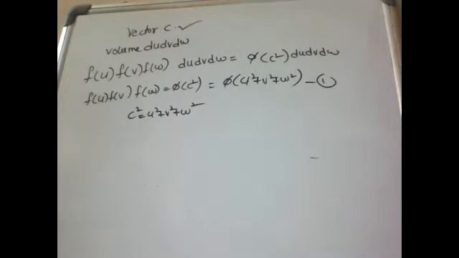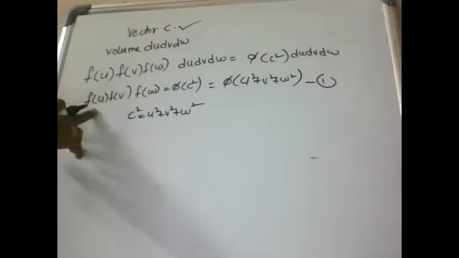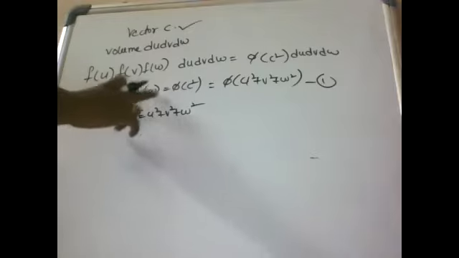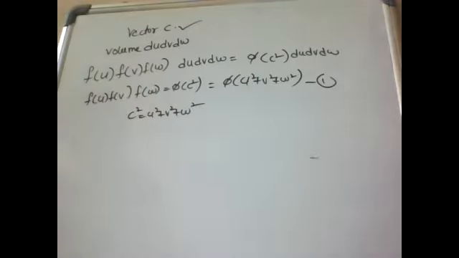So here we first have to write the ranges of the velocities. Next, from that we can write the probability, and from that we can derive this equation. So here we get f(u) f(v) f(w) equal to φ(c²), where c² equals u² + v² + w².